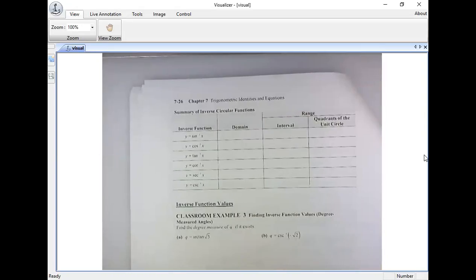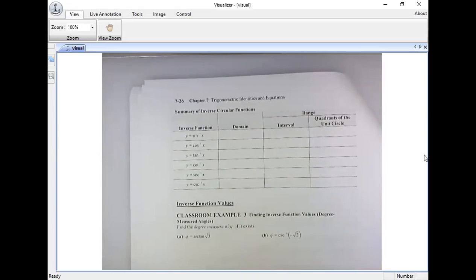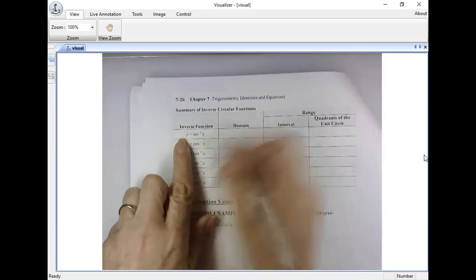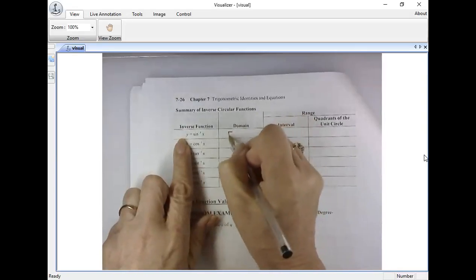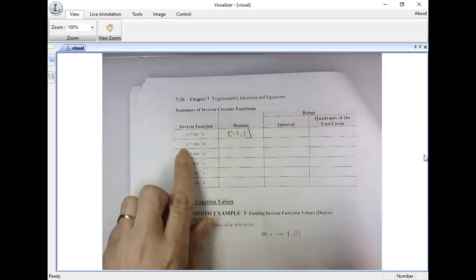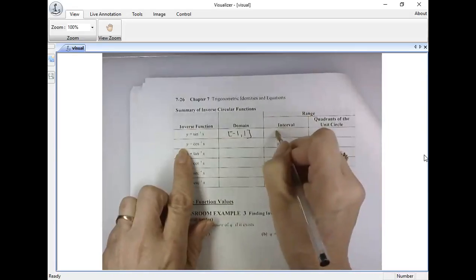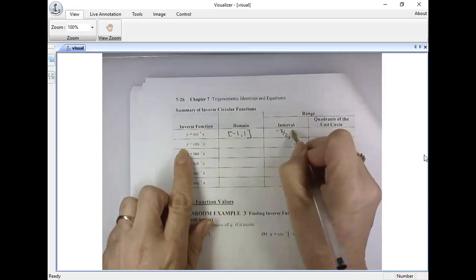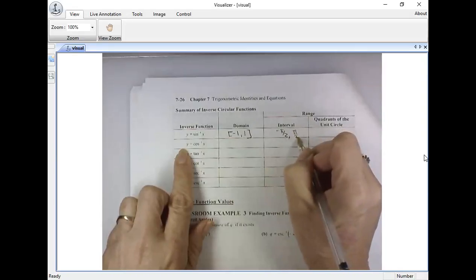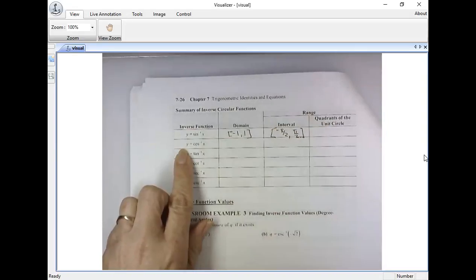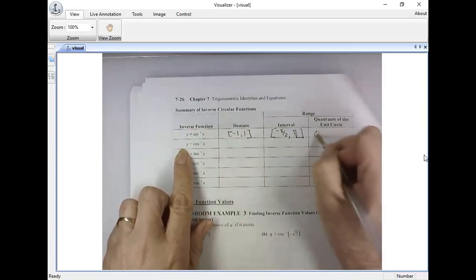So if we were to sum up what we should know about these, tell me about domain on arc sine. It's from -1 to 1. And that would mean that the range goes from negative pi over 2 to pi over 2. And is that included? Do I need brackets or parentheses? Brackets. Those are included, which means we're in quadrants 1 and 4.